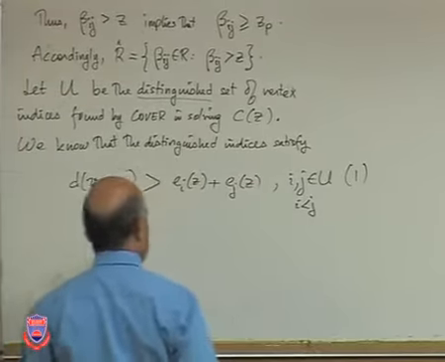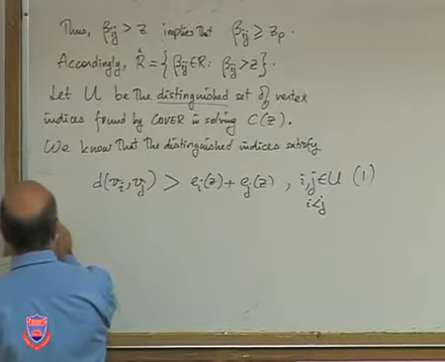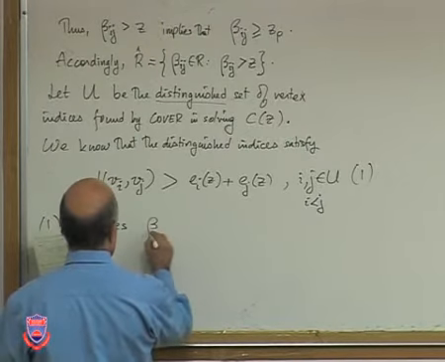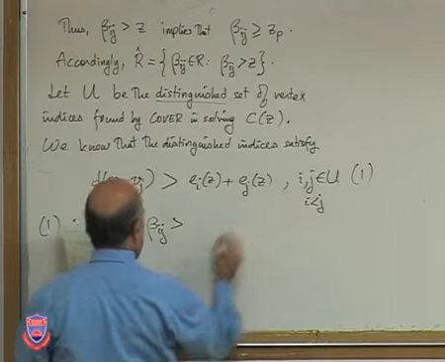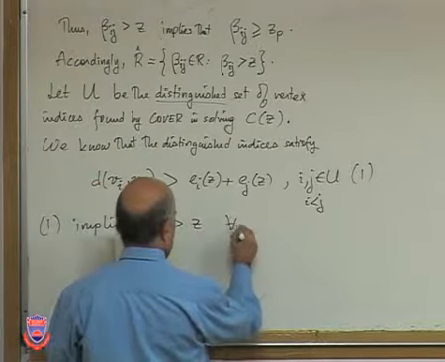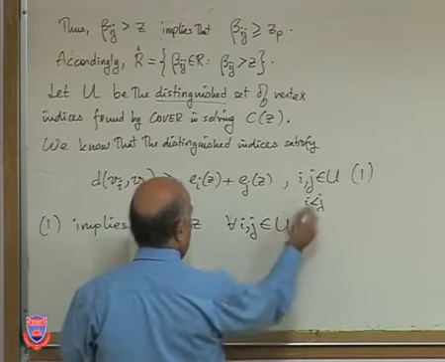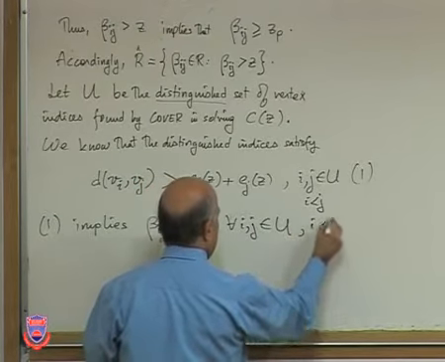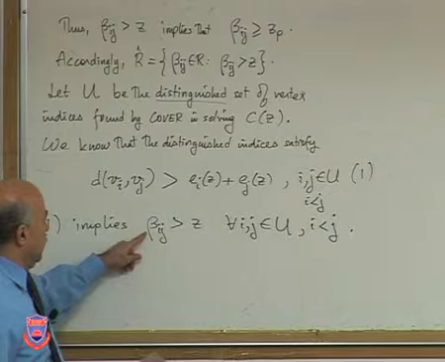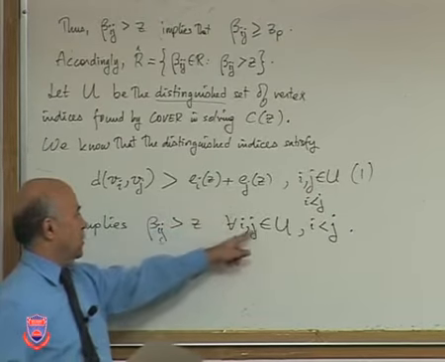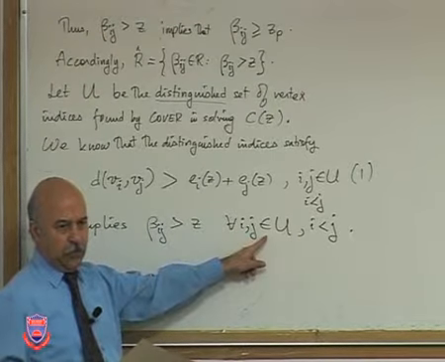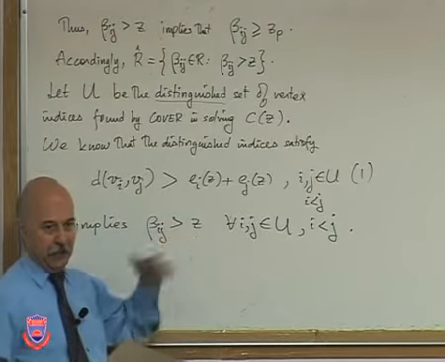So let's call that statement 1. 1 implies that beta ij for that particular ij pair is greater than z. In fact, this is true for every ij in U where i is less than j. Now, the important statement here is beta ij being greater than z for distinguished vertex indices. You may or may not see it immediately. I'm going to explain why, but that's the claim. First, let's make the claim.